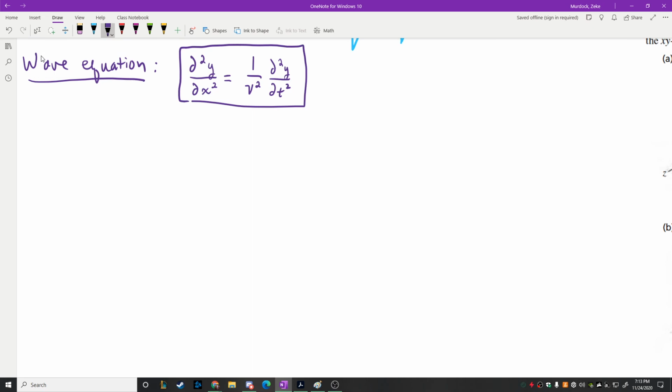Okay. What does this equation say? It says if I have some function y that's a function of x and t, then it will be a traveling wave as long as it satisfies this equation right here. When you take the second derivative with respect to x and the second derivative with respect to time, they're equal to each other, except that there's this proportionality constant that shows up here, where the symbol v represents the speed of the wave.